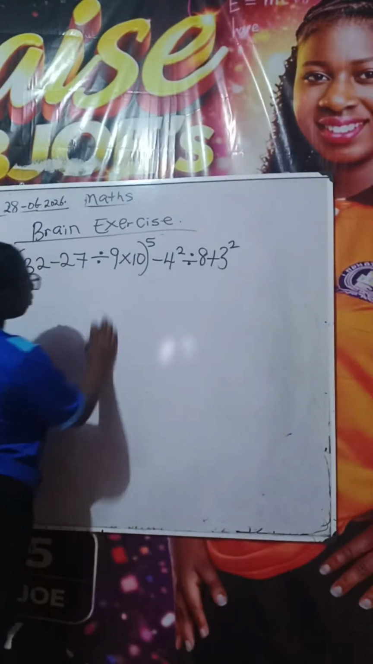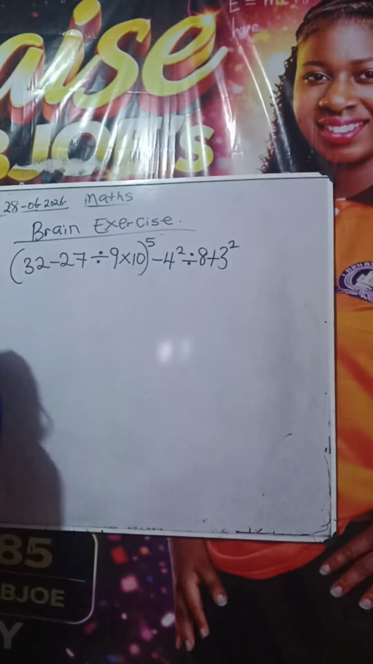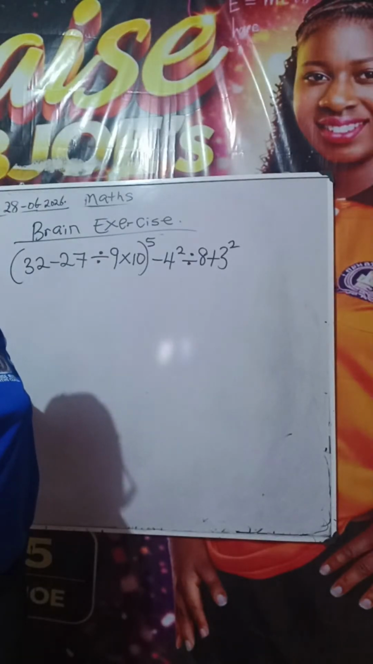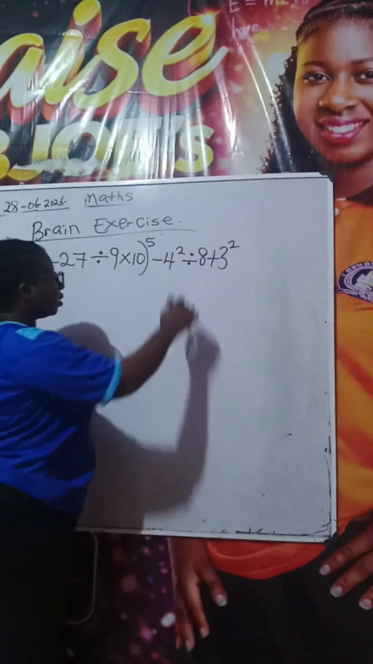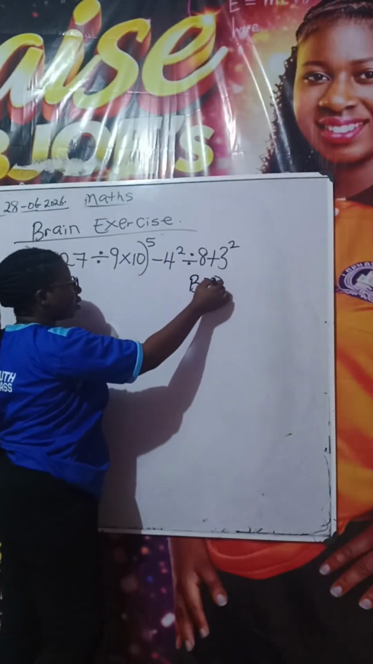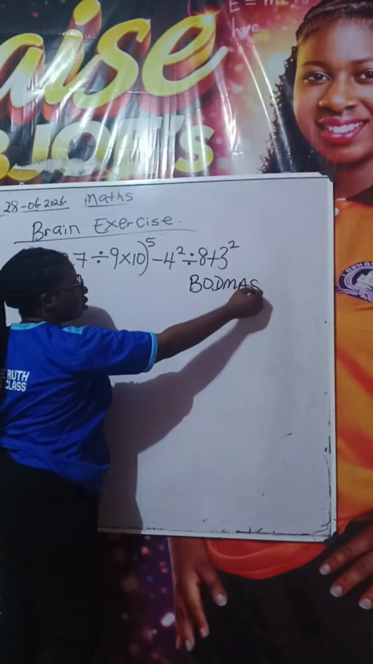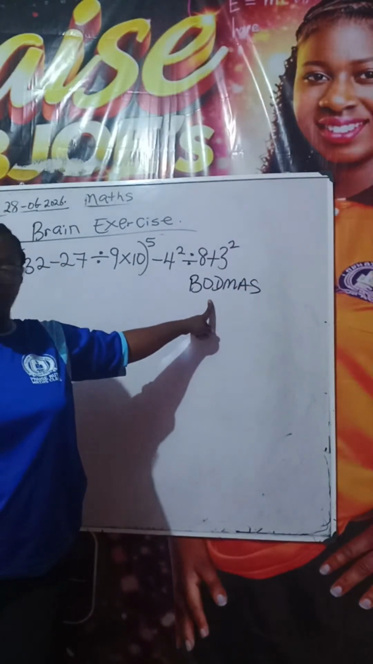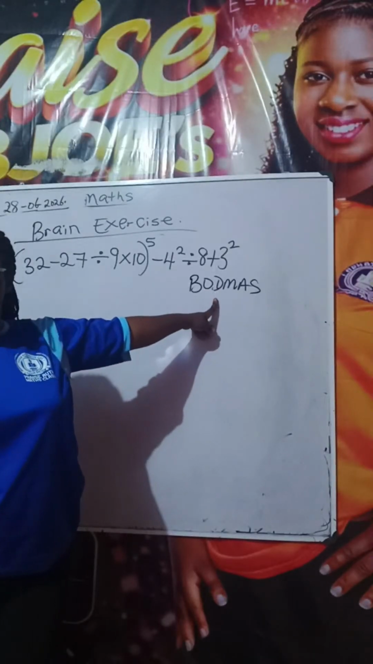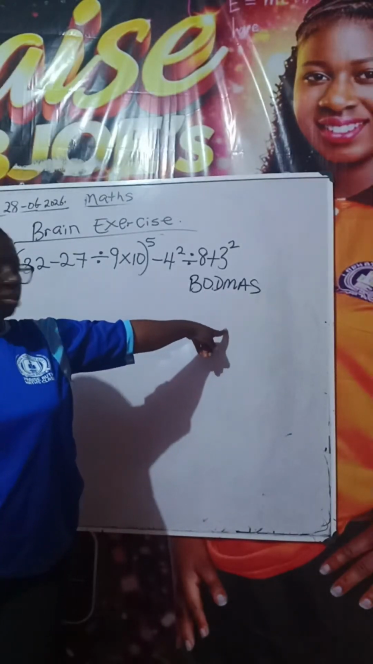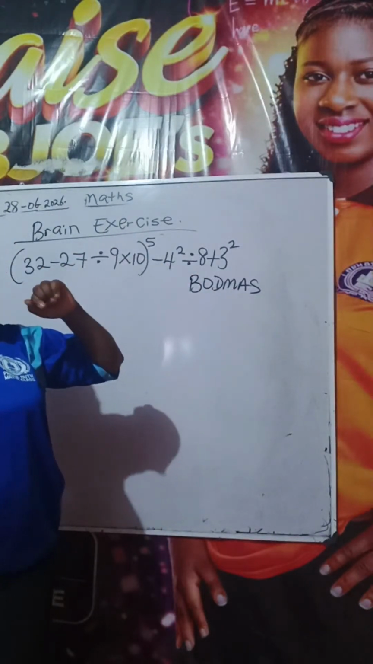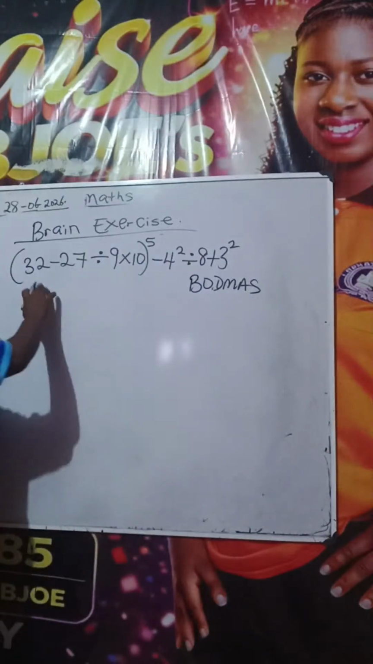Now, for us to solve this, I will not just start solving it without following BODMAS. So we must apply BODMAS. B means bracket, O is of, D is division, M is multiplication, A is addition, and S is subtraction. Okay, so we start from the bracket.